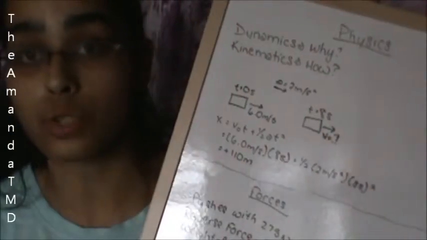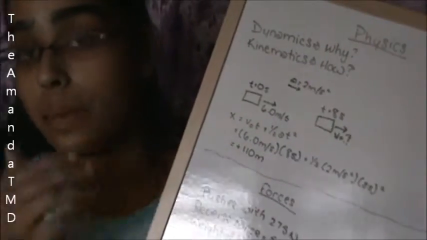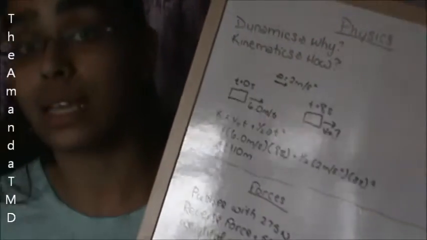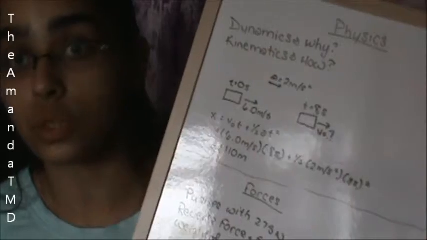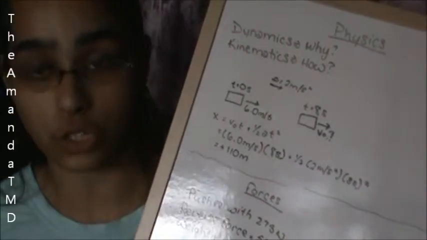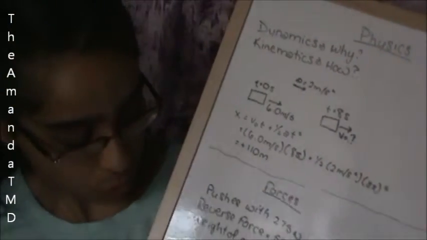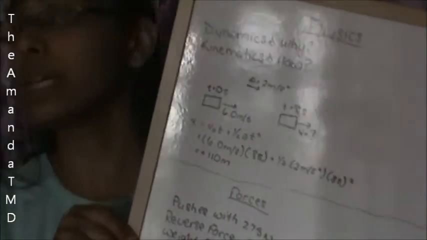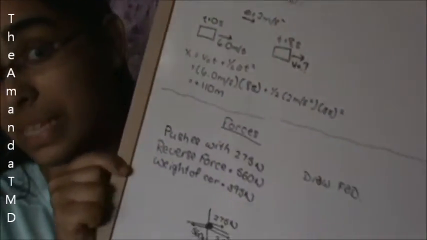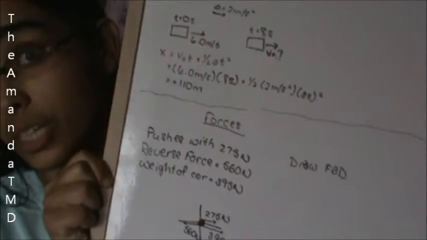His second one is the most common one, which is F equals ma, which means that the net force on an object is equal to its mass times its acceleration. So here's an example. This originally is how to draw an FBD, as you guys probably know, a free body diagram.